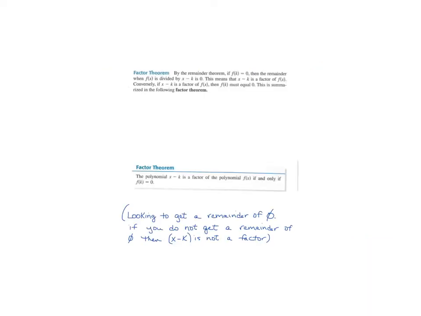On the next slide, it's actually describing what we're doing. It's called the factor theorem. So all you're doing is you're looking to see if you get a remainder of 0. If you don't get a remainder of 0, then the number that they're asking you to do the synthetic division with would not be a factor. So let's try another one.